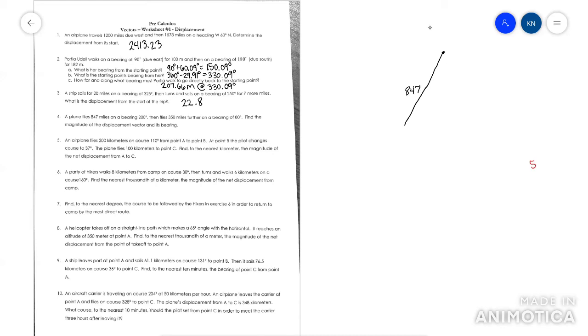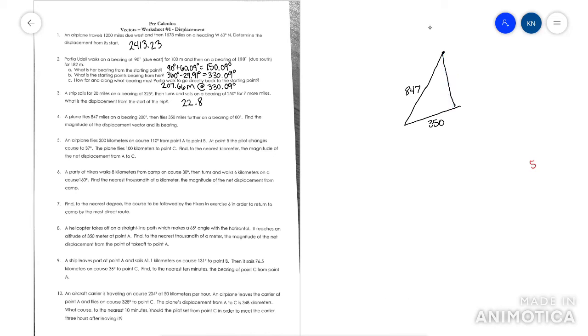Then it turns, and it goes 80 degrees. So like this would be 90, so it's a little bit less than that. So it's like this, 80 degrees, and it goes 350 miles. So here's my triangle. And they want to know the magnitude of the displacement vector and its bearing. The magnitude of the displacement vector would be this blue amount, and the bearing, we're going to say it's looking this direction. So that's what we're going to go find here in a second.